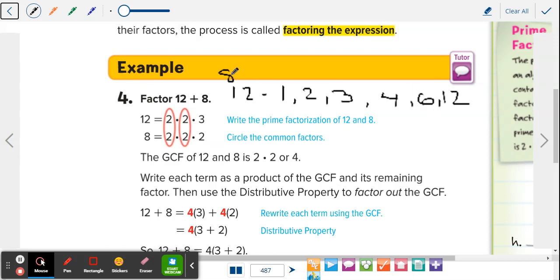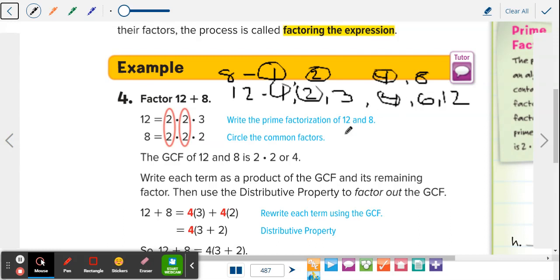Then you do the same thing for 8. You have 1, 8. That's 2 going into 8. Yeah, 2 times what? That's 4. And we're back at 4, so we're done. So the ones that match are 1, 2, and 4. So the greatest common factor would be 4.